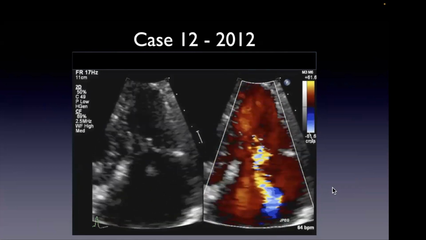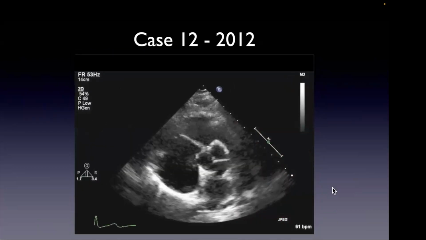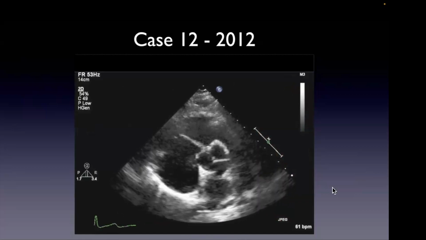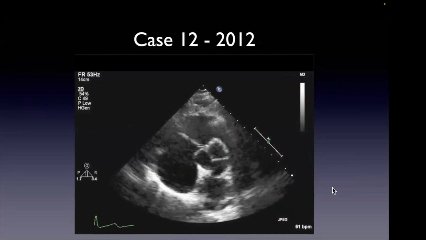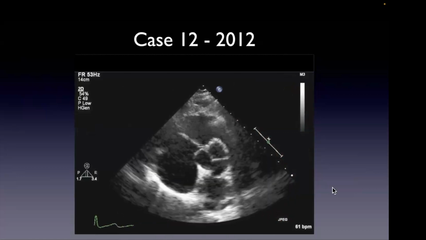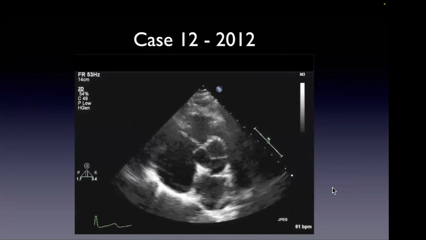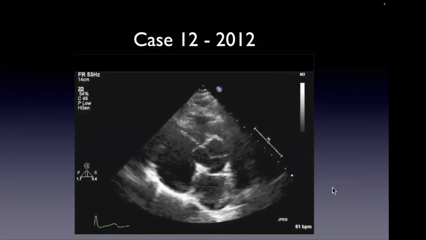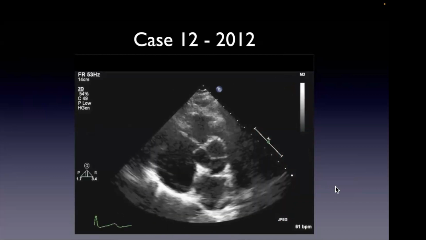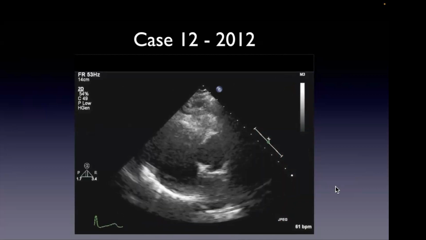Okay. So it's kind of close to where the septum is, but it's a little bit higher, right? It's a little bit, yeah. So what is this? So this is a sinus of Valsalva aneurysm, but there's more. There's always more.